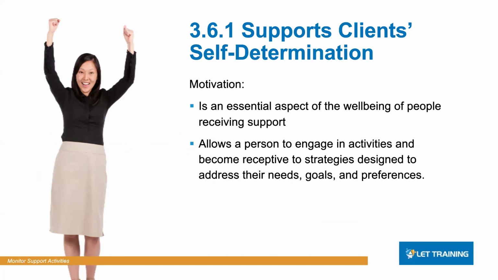Support clients' self-determination. Motivation is an essential aspect of the well-being of people receiving support. It allows a person to engage in activities and become receptive to strategies designed to address their needs, goals, and preferences. There are two kinds of motivation. Internal motivation refers to satisfaction of applying oneself being enough to encourage a person to accomplish their goals, determined by the values and goals of the person. External motivation refers to external rewards such as praise and approval being used as motivators, determined by the values and goals of others, for example, family, friends, and caregivers.